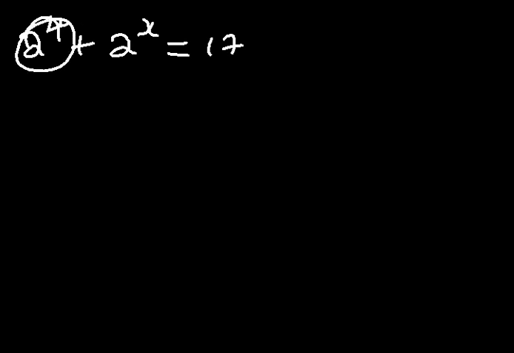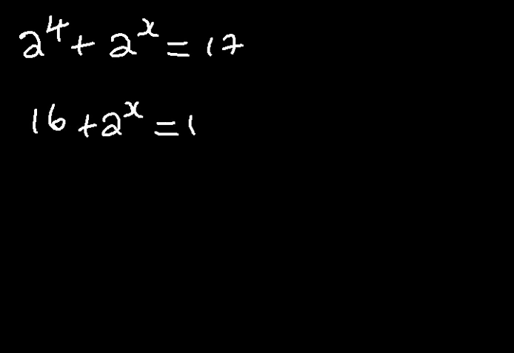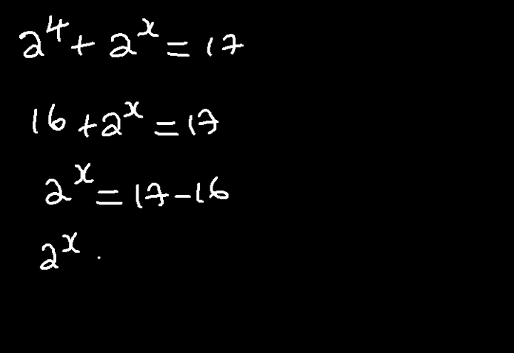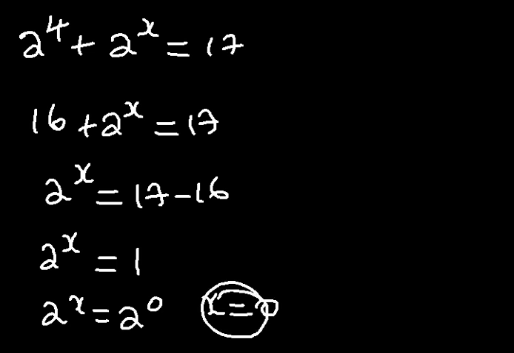And what if we have, let's say, this case? We have 2^4 plus 2^x equal to 17. Having 2^4, it is the same as 16. So we have 16 plus 2^x equal to 17, so 2^x equals 17 minus 16, which is 1. According to the laws of indices, 1 is the same as 2^0, so 2^x equals 2^0. In this case, x is given as 0. So keep that in mind.